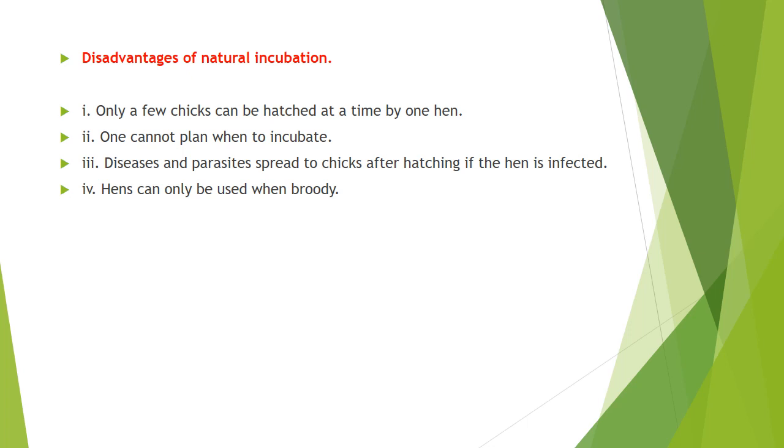Diseases and parasites spread to chicks after hatching if the hen was infected. You can find out that some diseases and a parasite can be spread to chicks, like the lice can affect the chicks if the hen was infected by the diseases and the parasite. Hen can only be used when brooding. So you can't use another hen. You can only use a broody hen. And you have seen the signs or the characteristics of a broody.